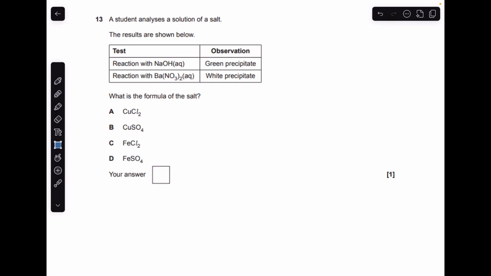Number 13, testing our knowledge of qualitative analysis. So the first thing, we've got a green precipitate with sodium hydroxide. So that could be due to iron 2 hydroxide or chromium 3 hydroxide. So straight away we can see that C and D are in play. And that white precipitate with barium nitrate is barium sulfate. That's the test for the sulfate ion. So it must be option D, iron 2 sulfate.